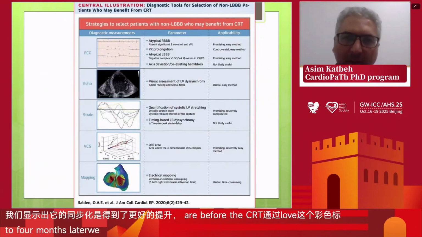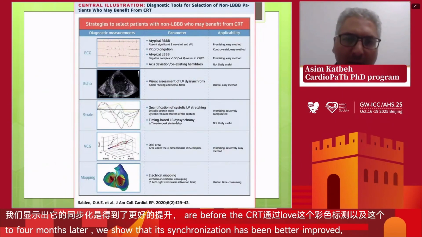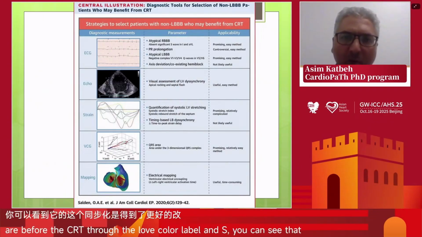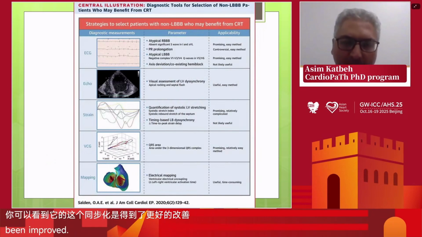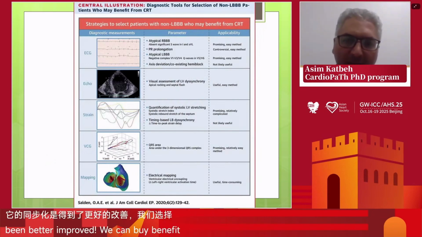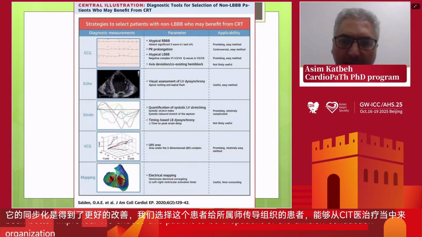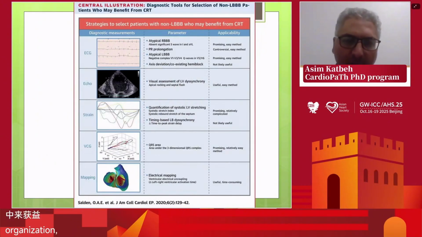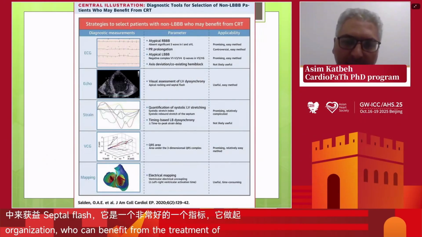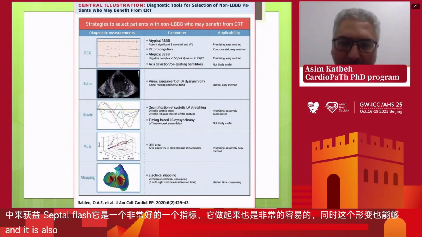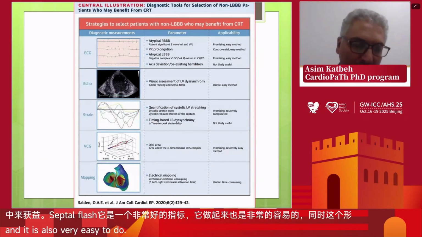Not only for left bundle branch block, we can also use echocardiography to select the patients with non-left bundle branch block who might benefit from CRT. Based on visual assessment of LV dyssynchrony, apical rocking and septal flash are good signs, and useful and easy methods to use. And also the strain curve helps us to calculate the systolic stretch index. It's a promising index, but it's relatively complicated and needs more study to compare it.